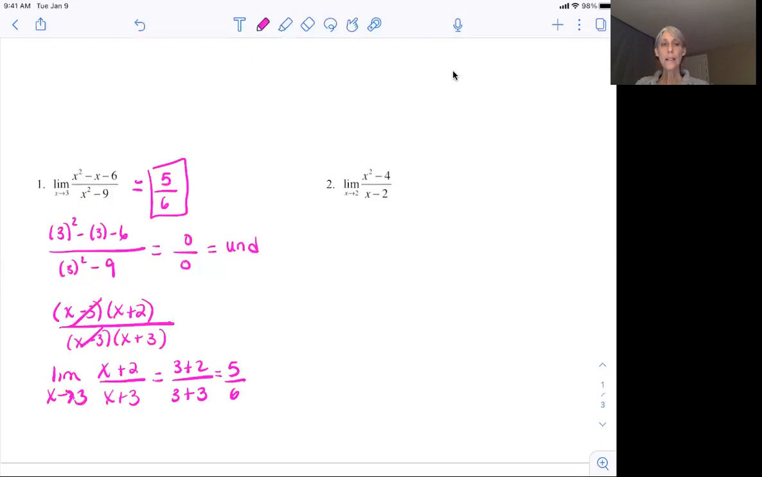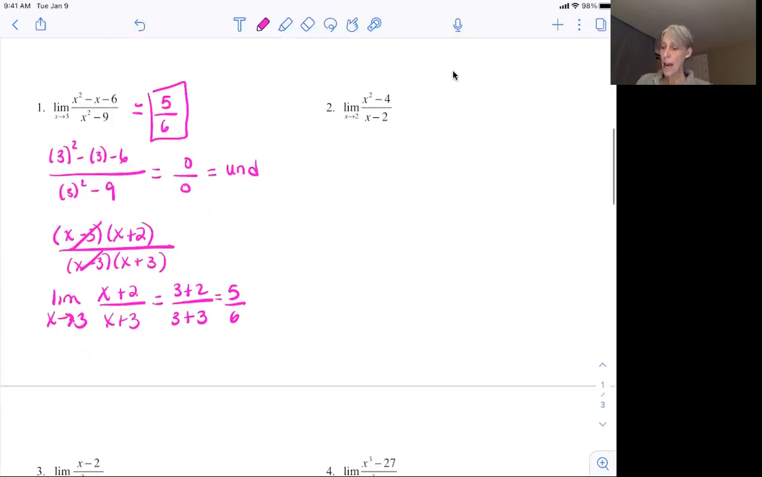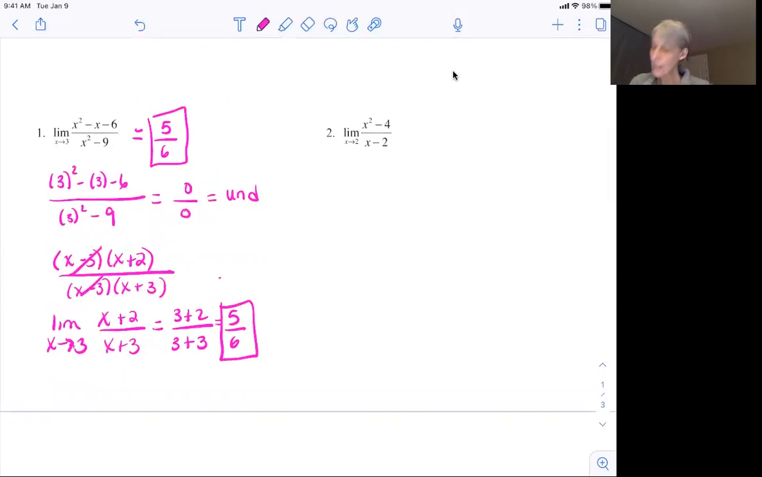Remember, what does this mean? Right? A limit. I don't care what I get when I plug in 3. I care what I get when I plug in a number a little bit bigger or smaller than 3. And I want to know what's happening on the graph of that function. And when we simplify and try again, we get what's going on in the function.